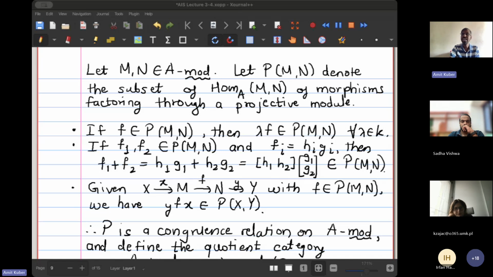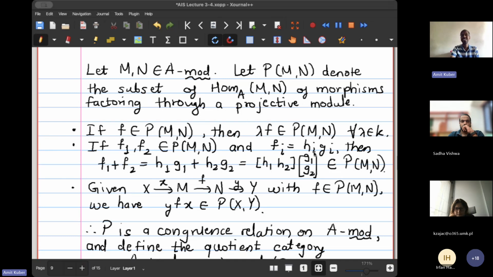Okay, so this PMN, because I have written this notation, it better have some good properties. The first good property is that it is closed under scalars. Obviously, if F factors through a projective, then lambda F will factor through the same projective. If F1 and F2 both factor, then F1 plus F2 also factors. Well, look at the idea.